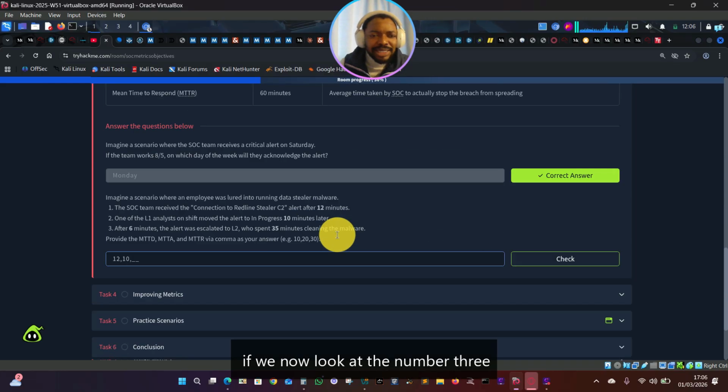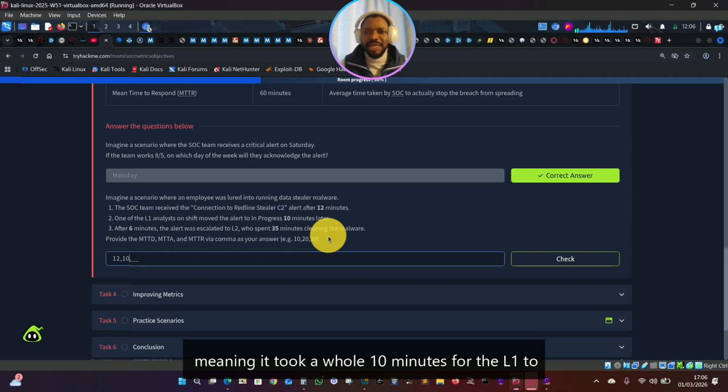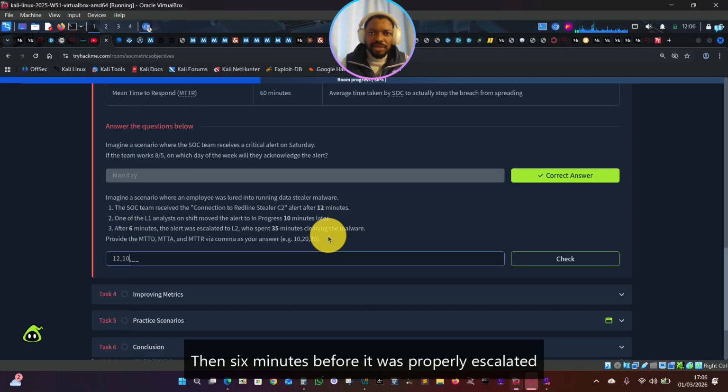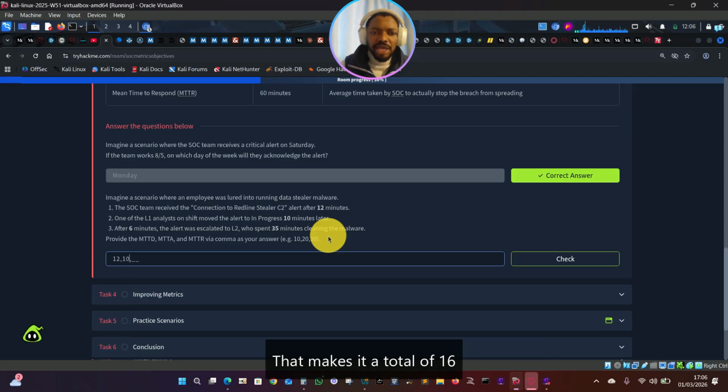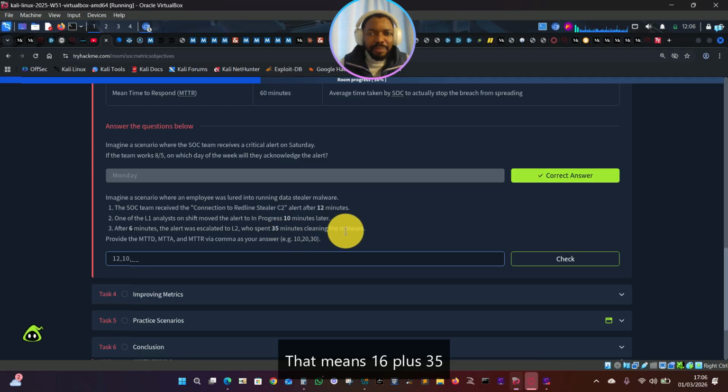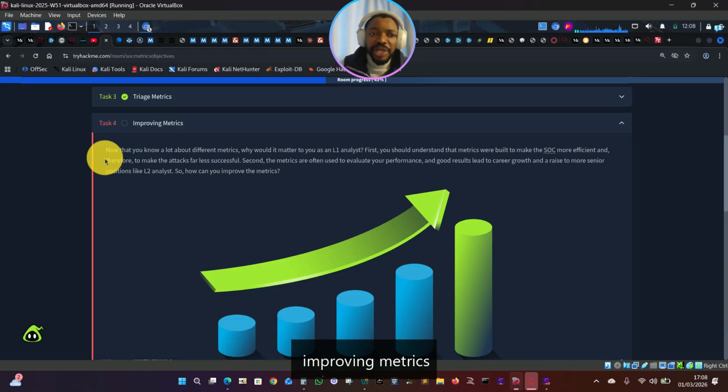Now, if we look at number 3, it said after 6 minutes, the alert was escalated, meaning it took a whole 10 minutes for the L1 to pick it up and triage it, then 6 minutes before it was properly escalated. That makes it a total of 16. So the L2 spent 35 minutes to clean the malware up. That means 16 plus 35. That gives us 51. Moving to task 4.